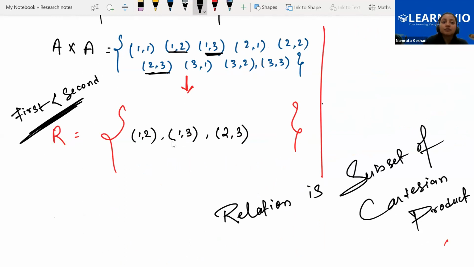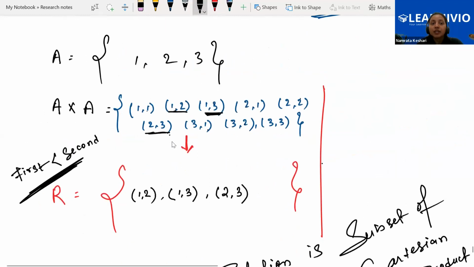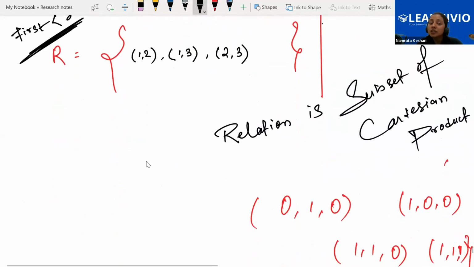How many ordered pairs were we having? 1, 2, 3, 4, 5, 6, 7, 8, 9. Total 9 ordered pairs we were having. And how many have we taken? Only 3 were fulfilling the criteria which was given. So what is a relation? Relation is just a given condition.